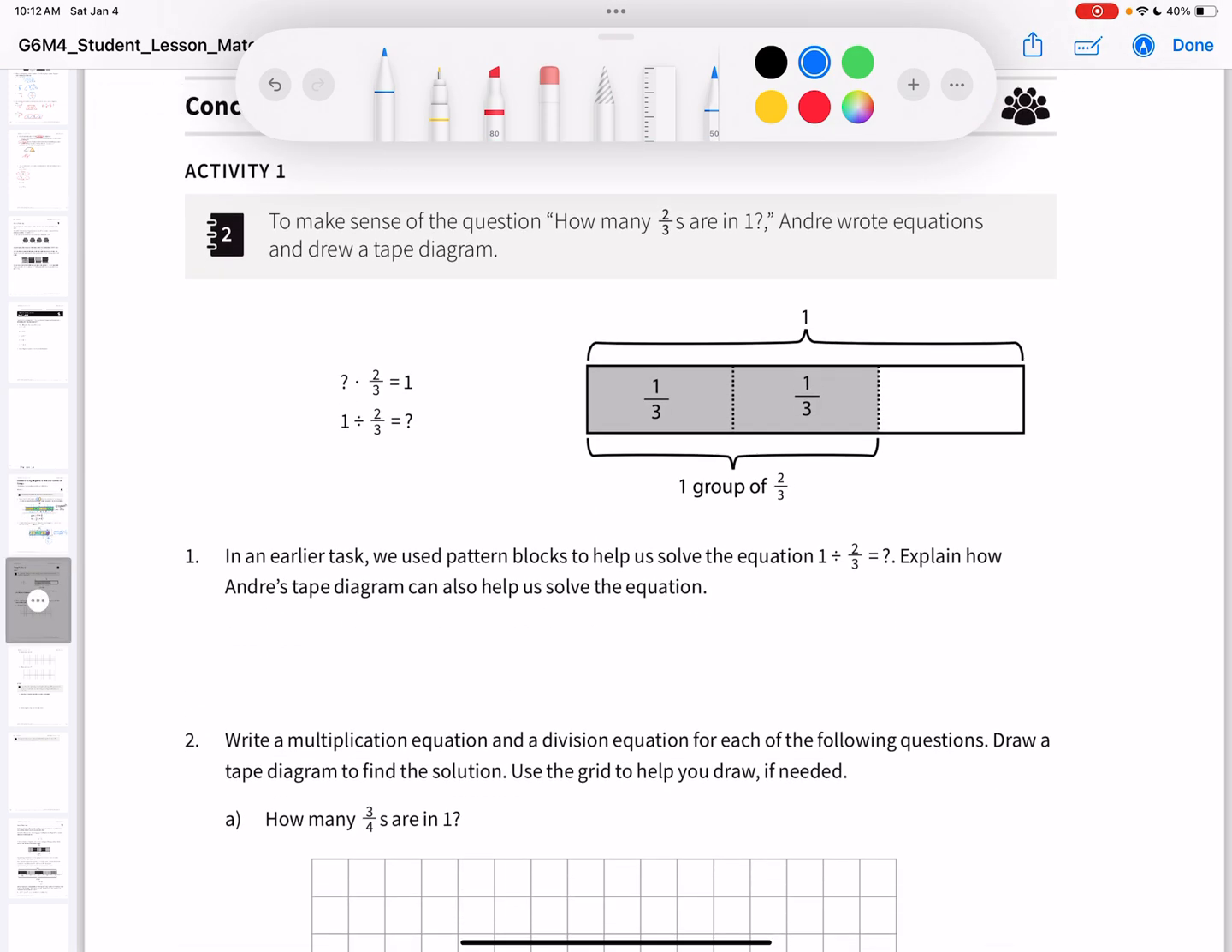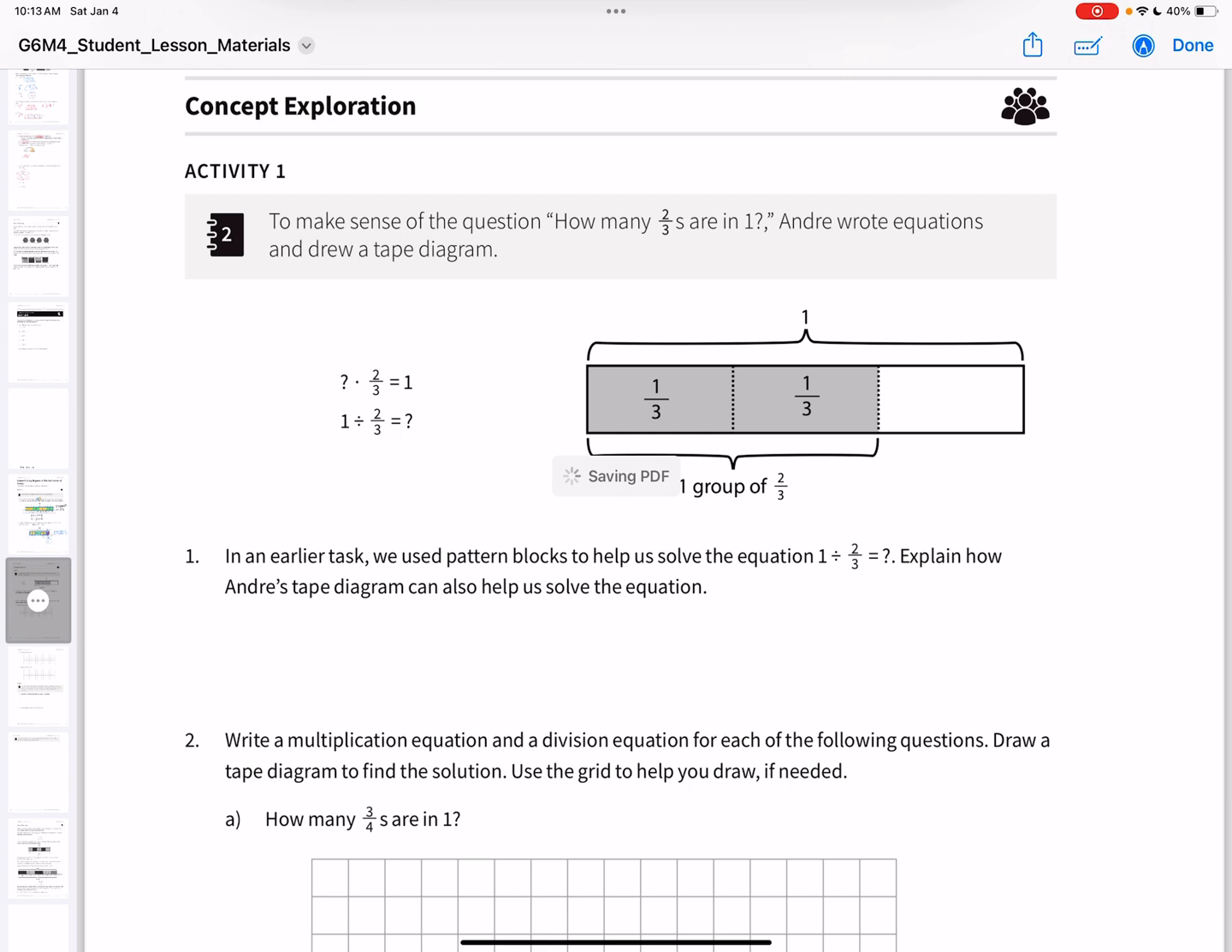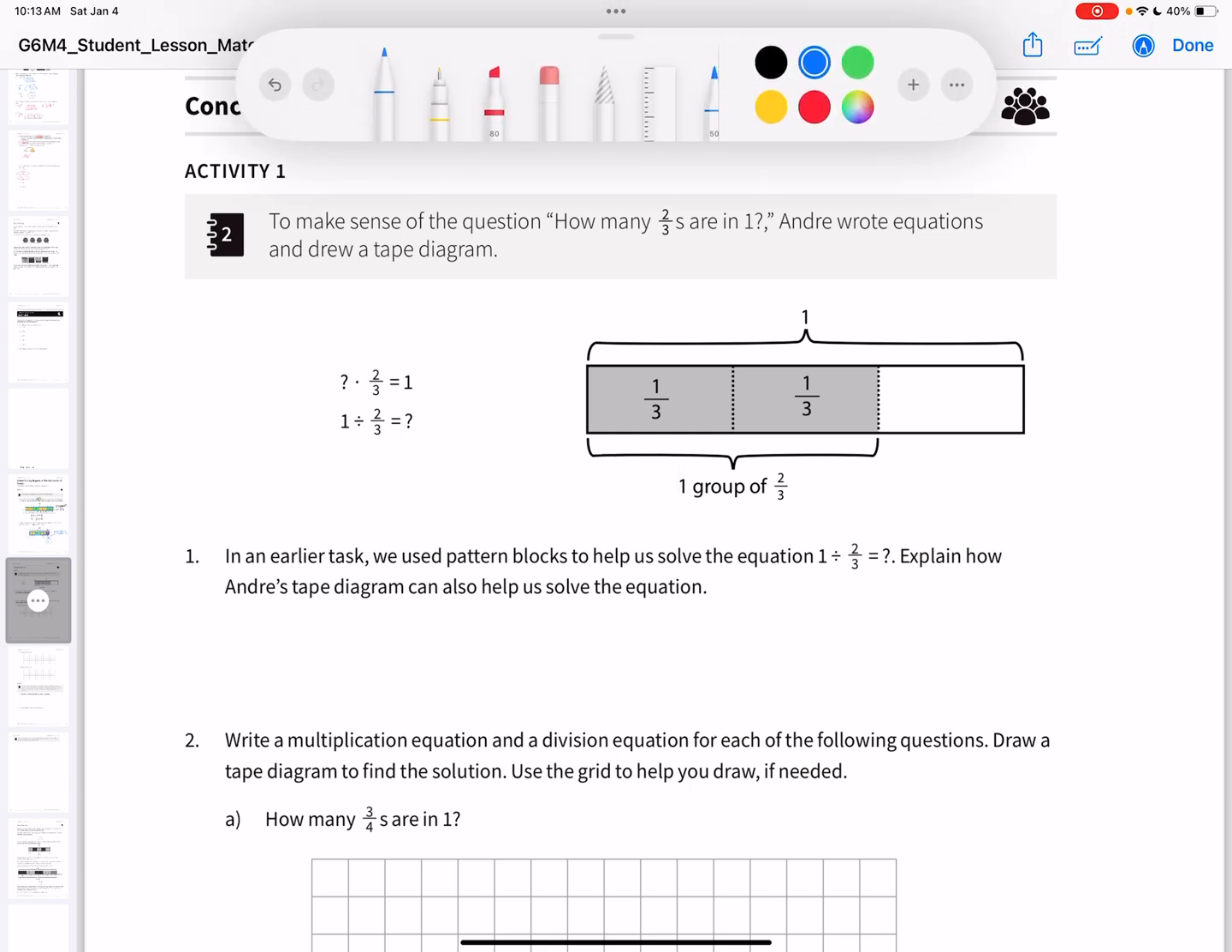Activity 1. To make sense of the question, how many 2/3 are in 1, Andre wrote equations and drew a tape diagram. Okay, so we have two equations. Something times 2/3 equals 1, and 1 divided by 2/3 equals something. And then we have our diagram. In an earlier task, we used pattern blocks to help us solve the equation 1 divided by 2/3 equals something. Explain how Andre's tape diagram can also help us solve the equation.